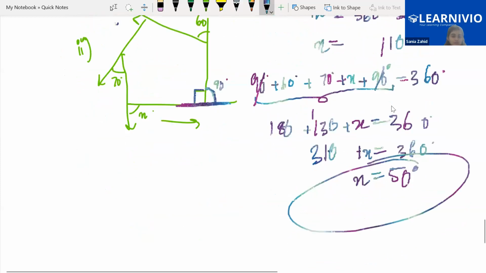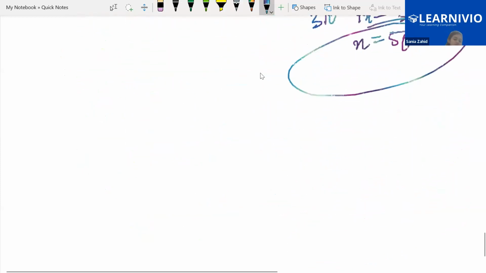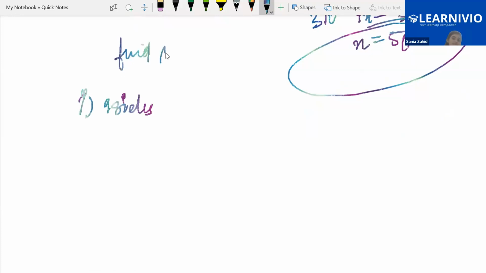Okay, now you have to find the measure of the exterior angle of a polygon of 9 sides. And second is 15 sides.